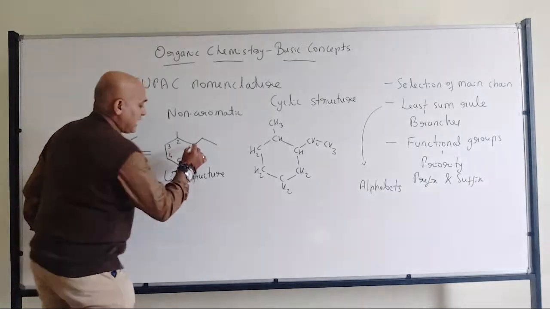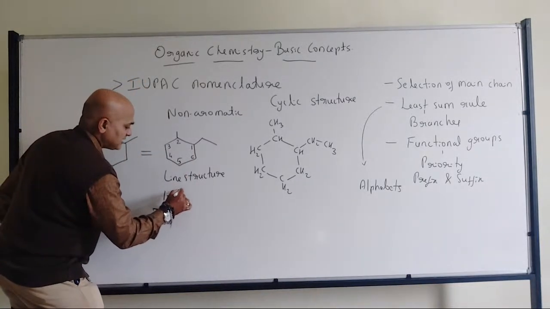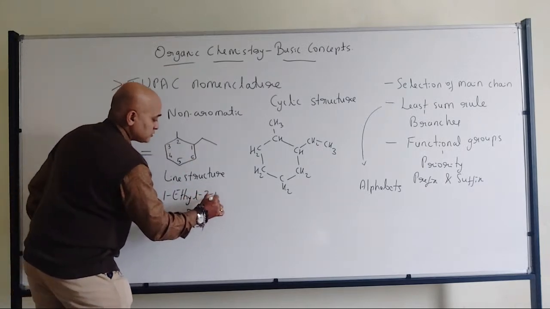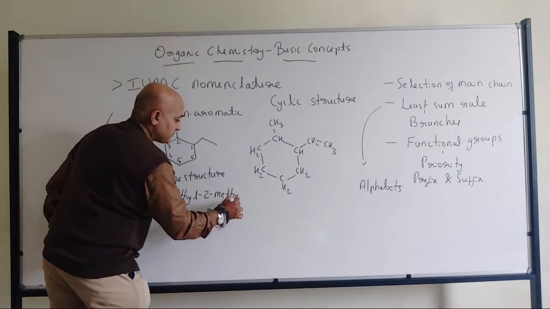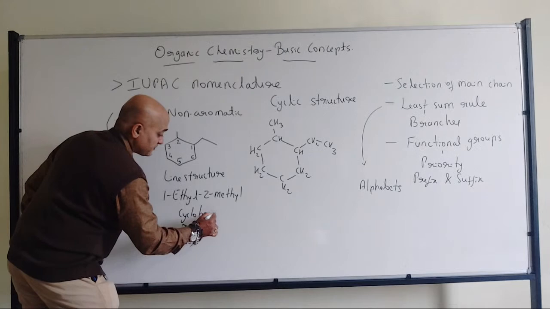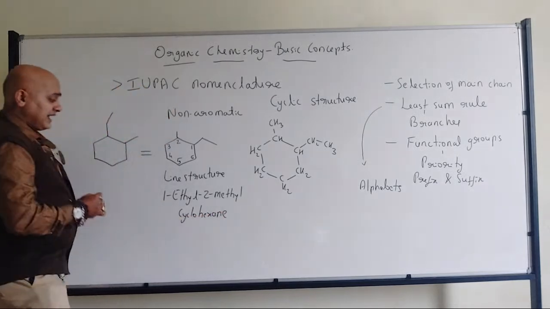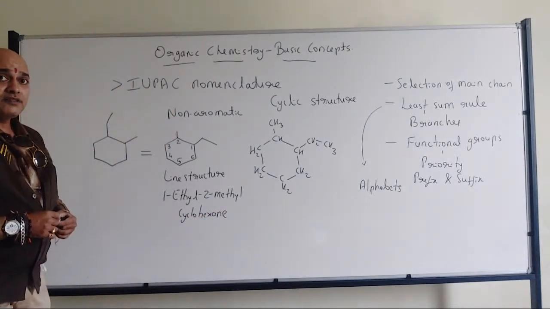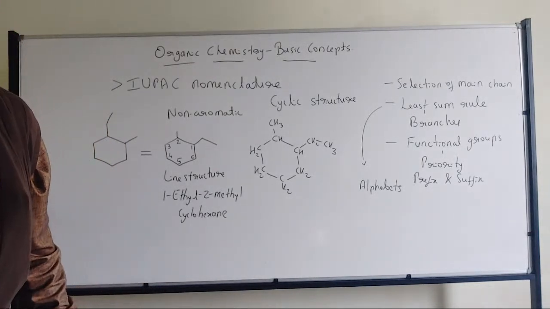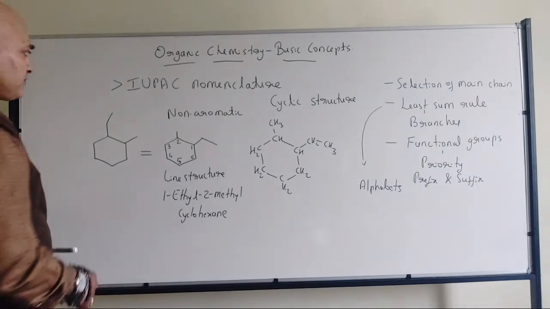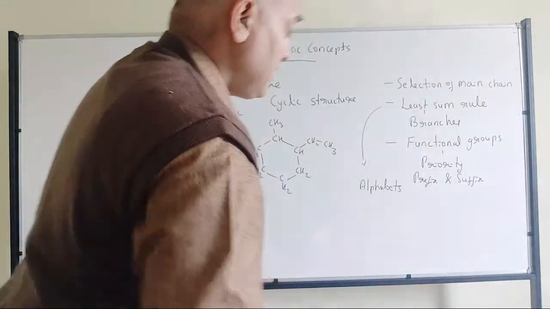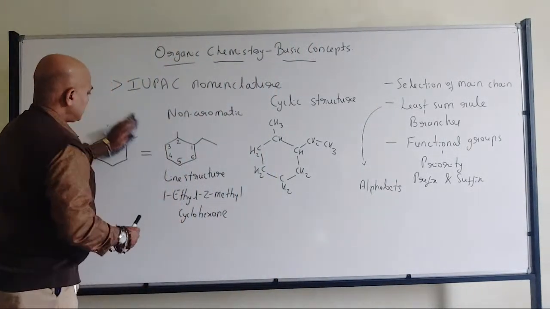So therefore, I can mention this one as 1 ethyl, 2 methyl, cyclohexane. All of you have understood? So 1 ethyl, 2 methyl, cyclohexane. Yes, Gauri. Now, for example, the same molecule, I will give the number 1 to the ethyl group.